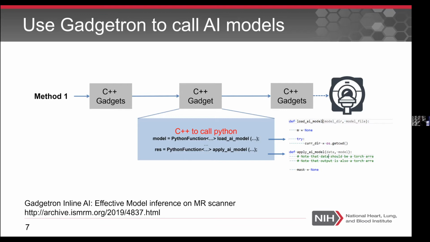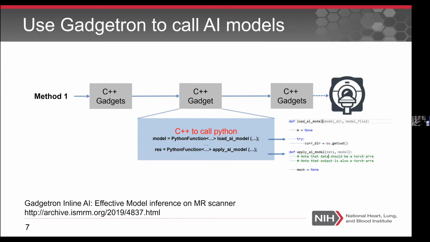Another interface I found often easier for integration is in the C++ to call Python. So we have this Python function utilities. Then it can call into a function defined in a Python module, by which I mean a Python script. For example, often to load the model and apply the model. I will give a specific example of this. In this way, you can do the model inference in the Gadgetron chain.